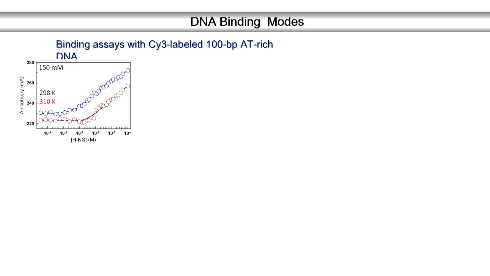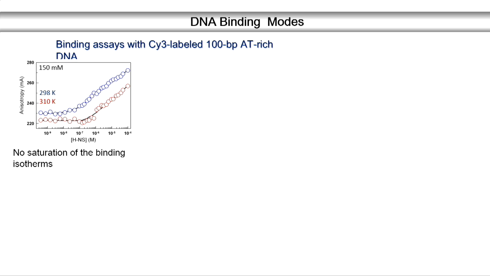And what you see here is that at 298 Kelvin, as you add more and more molecules of HNS, the anisotropy increases, which means that more DNA is binding the protein, and it kind of saturates beyond this point. At 310 Kelvin, this curve is shifted to the right, which means at higher temperature there is weaker binding to DNA. And the interesting thing is there is no complete saturation. Ideally, you will see a flattening out here, but it seems to continuously increase, suggesting that there is a specific binding, and there is also something happening which is non-specific.